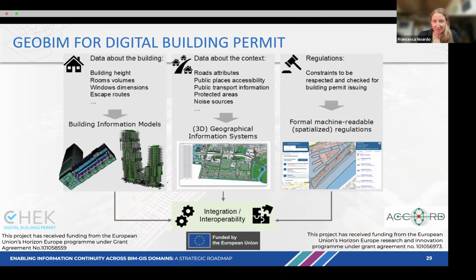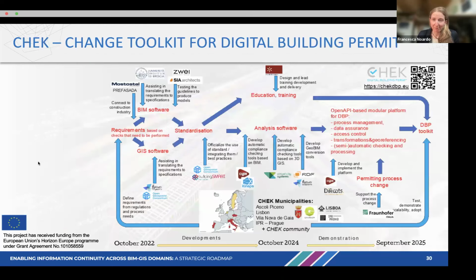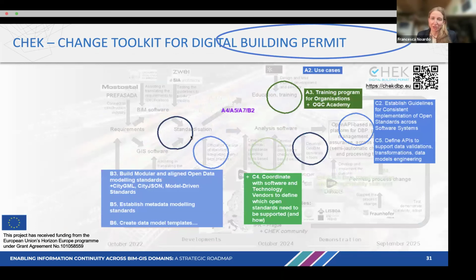We are tackling this challenge at OGC within two Horizon projects. One is ACCORD and the other is Check. And today I will especially present Check, even if of course both of them are dealing with this challenge, because Check has a specific part focused on Geo and BIM. So this is shortly the structure of the project. Starting from regulations and needs of municipalities and going through data requirements and standardization, we are providing some tools to support the digitalization of building permit. And the Geo and BIM connection is a very relevant part of the whole methodology.